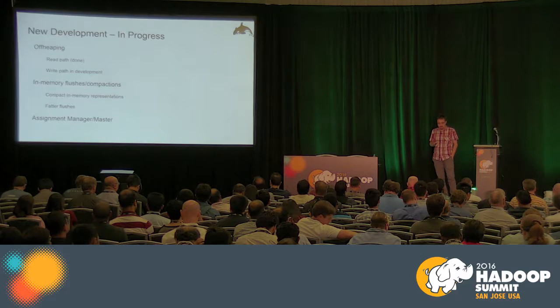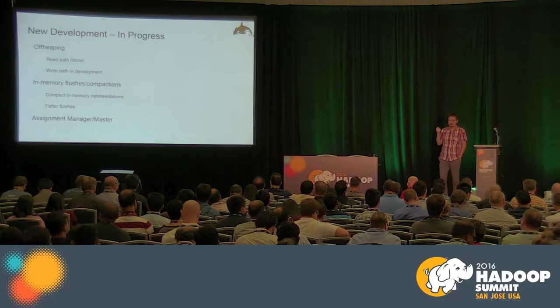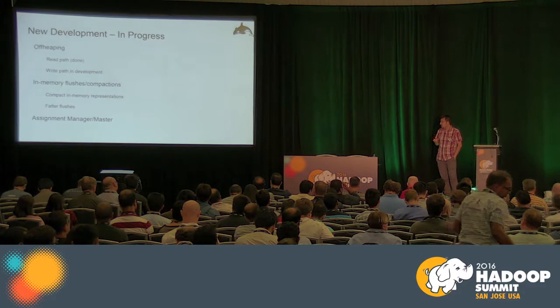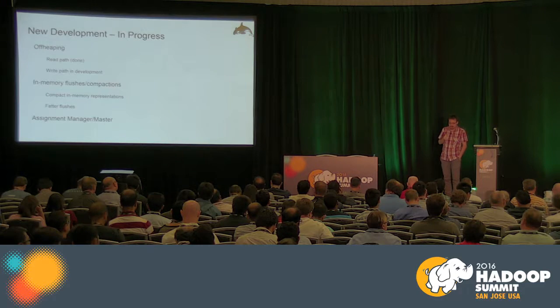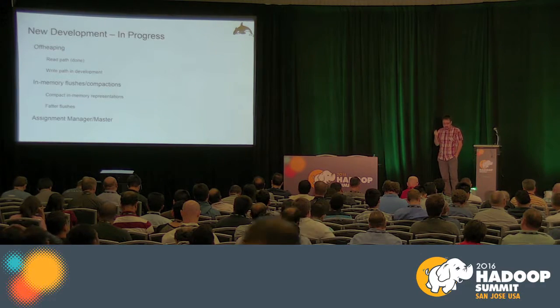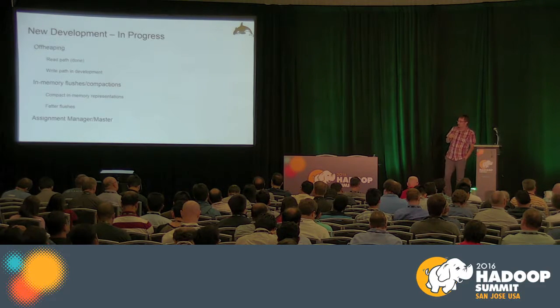I think some initial numbers show a 20% or so improvement in random get speeds, and this also reduces the garbage being generated by a lot if you're using bucket cache. For the write path, there's also a bunch of improvements for using the off-heap space for the write path as well.